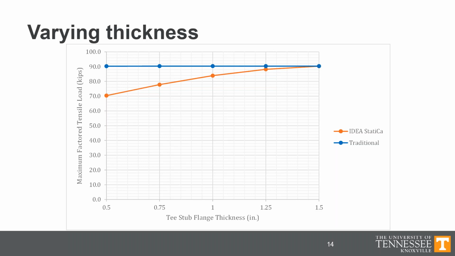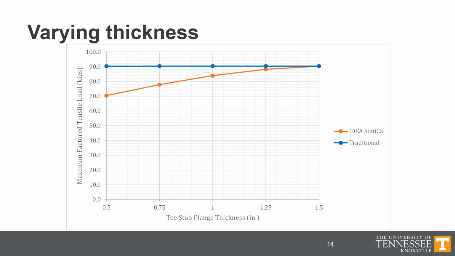So after running several analyses with the same connection but different T-stub thicknesses, we see that with increased thickness, the prying action decreases eventually to 0, and that the results converge to those from the design example. So with the thicker T-stub flange thickness, this 1.5-inch plate, we're matching up precisely with the traditional calculations with IDEA StatiCa. So this is pretty good evidence that the difference does have something to do with prying. But we still don't know why there is a difference.